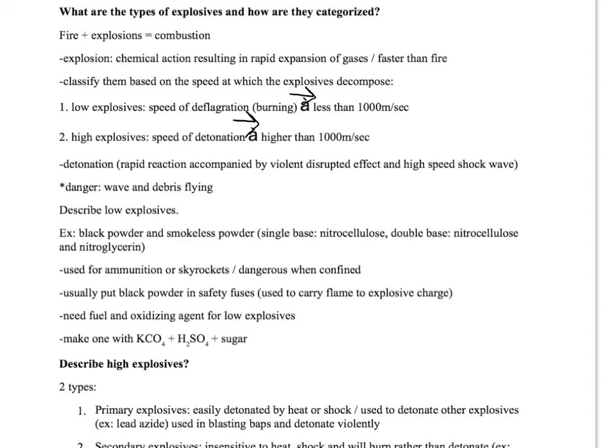You usually put black powder in safety fuses, and what it does is it carries that flame to the explosive charge. You need fuel and an oxidizing agent for low explosives, and you can make one with potassium carbonate, that's supposed to be a 3 instead of a 4, plus sulfuric acid plus sugar.